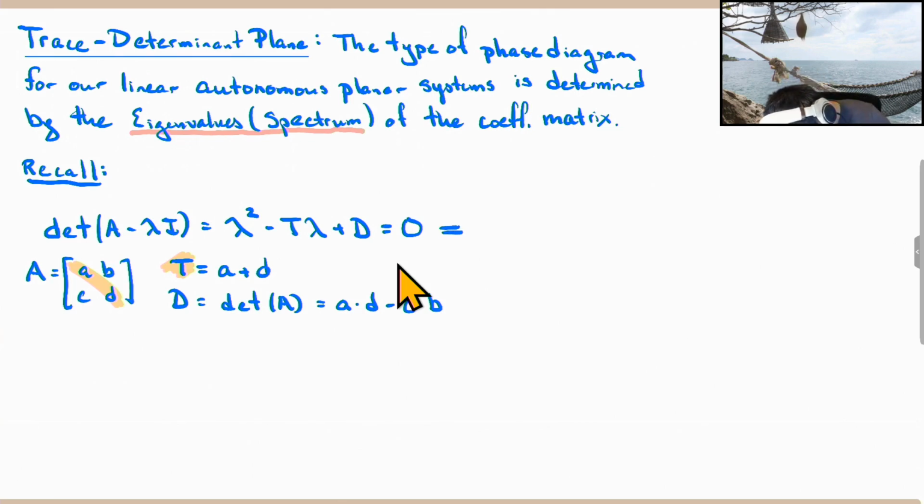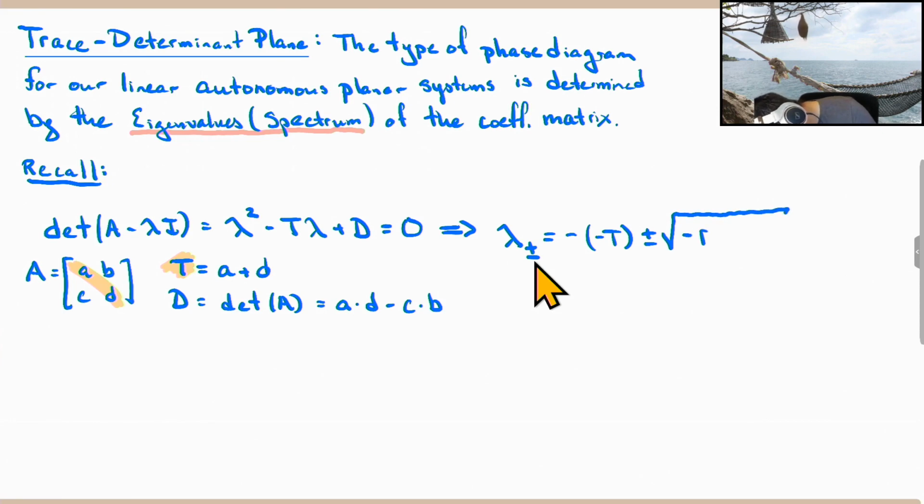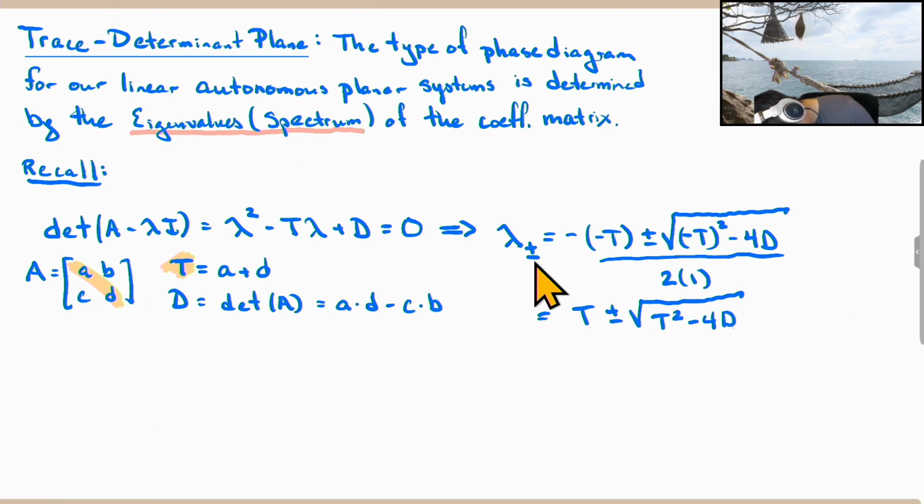Which then means if I want to solve for the eigenvalues, lambda plus and lambda minus, right? This is how I'm going to notate my eigenvalues. There are two of them. They depend on that plus or minus symbol in the quadratic equation. It is going to be negative, negative trace, plus or minus the square root of negative trace quantity squared minus 4 times d, all over 2 times a, which is 1. So I get T plus or minus the square root of trace squared minus 4 times determinant, all over 2.